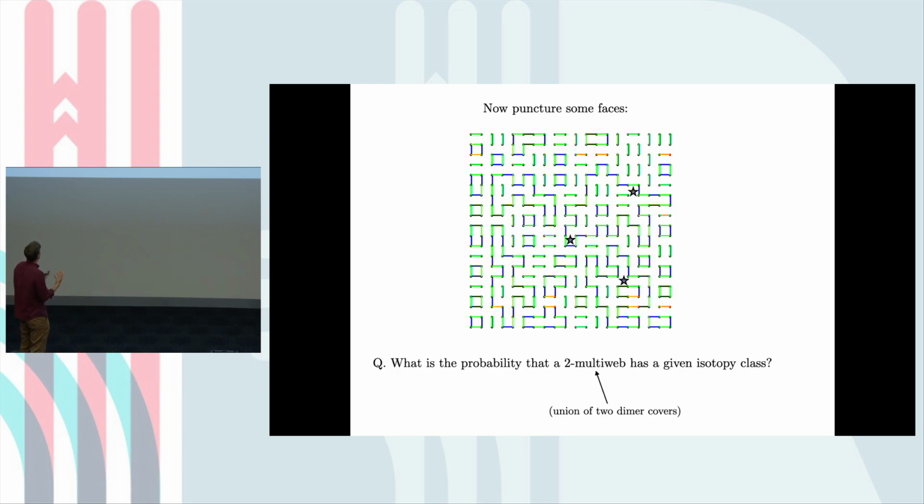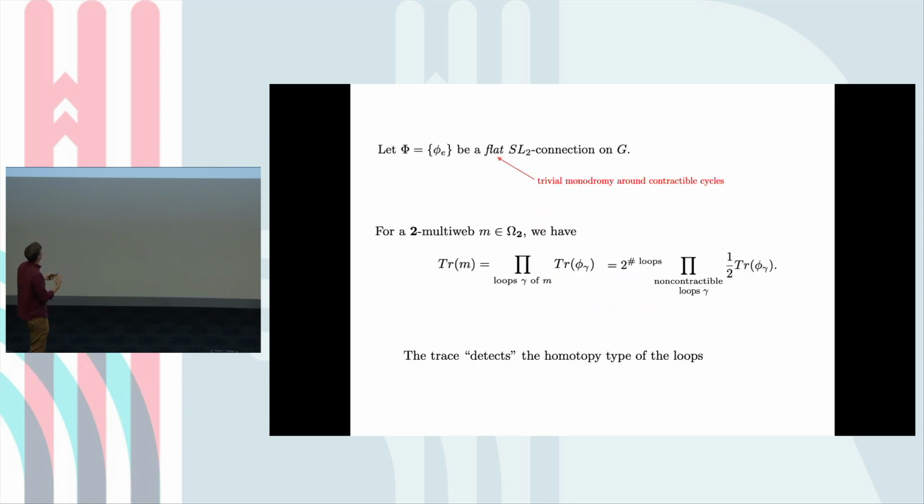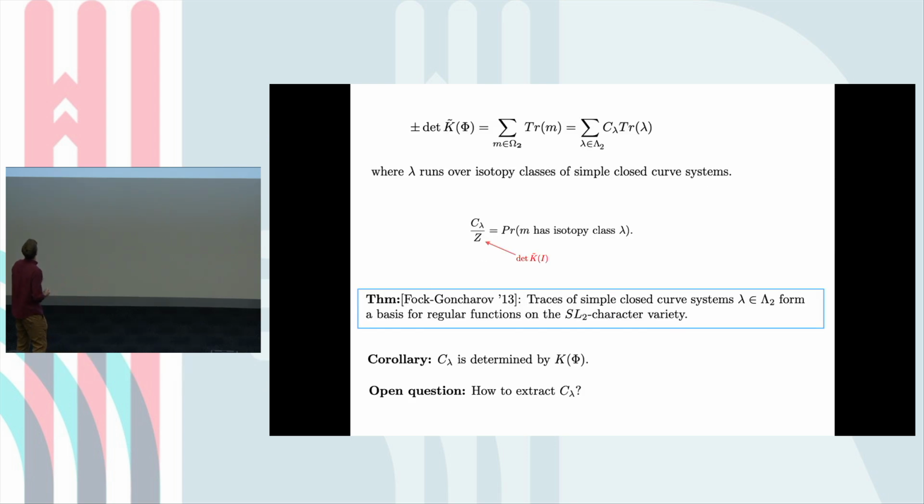Right? If I just take, let me not belabor that point, but this is the main idea: by changing the connection, I can detect where my loops are going. And so if I look at my determinant with my connection, our theorem says it's a sum of traces of loops.